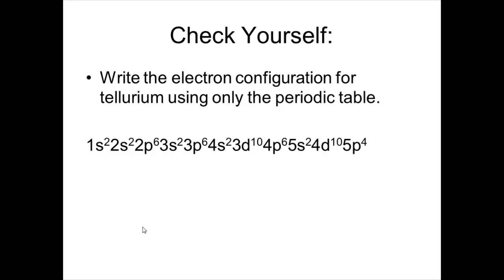Now, you can check your work by adding up all those little exponent numbers. They should add up to the atomic number of tellurium. Take a minute to do that and let's see if we're right. Tellurium should be element number 52. If what I've typed on the screen adds up to that, you've probably done it correctly.